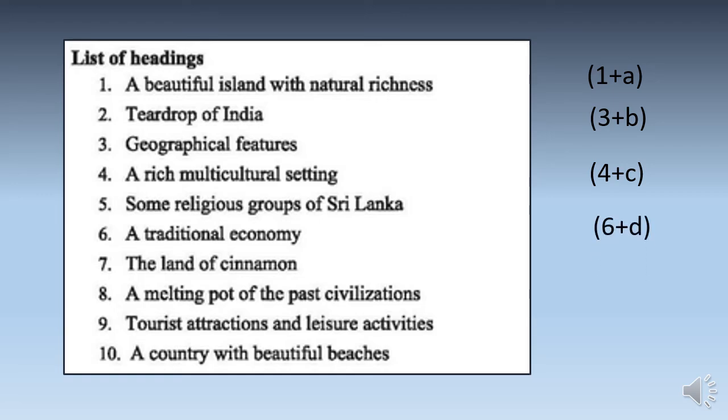And then heading 6, a traditional economy. We can use this heading with the paragraph D. And heading number 8, a melting pot of the past civilizations. We can use this headline with the paragraph E. And what about the last para? Yes, we can use tourist attractions and leisure activities. This headline with the paragraph F.